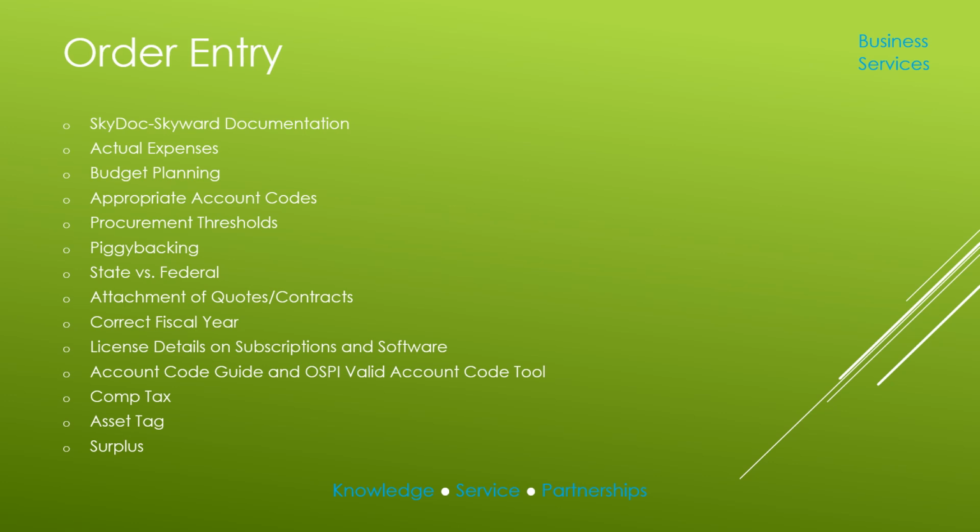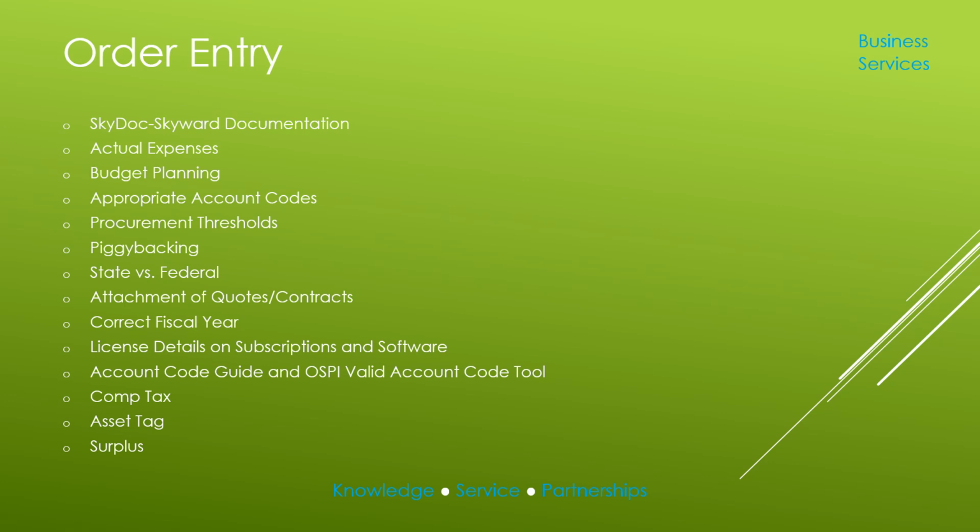Please be mindful of the fiscal year you are making a purchase for. Consumables should be purchased in the fiscal year for which they will be used. In addition, licensing details on subscriptions and software should be noted in the body of the PO with specific start and end dates. Another good reference to keep handy when entering a purchase order is the account code guide.